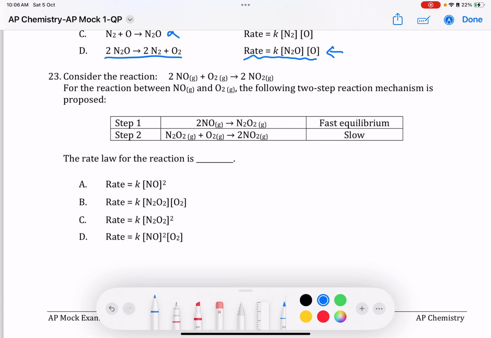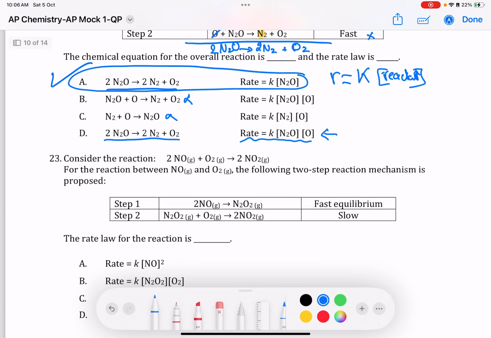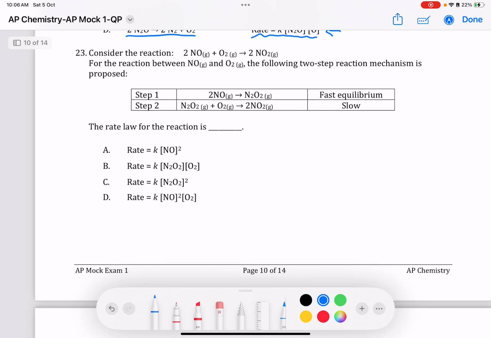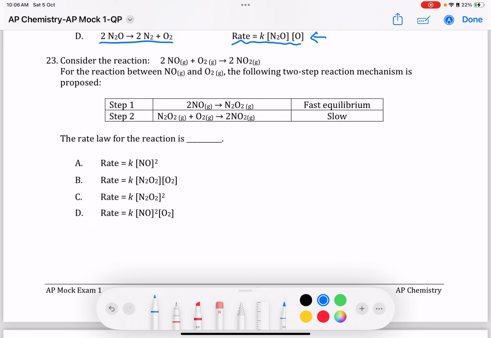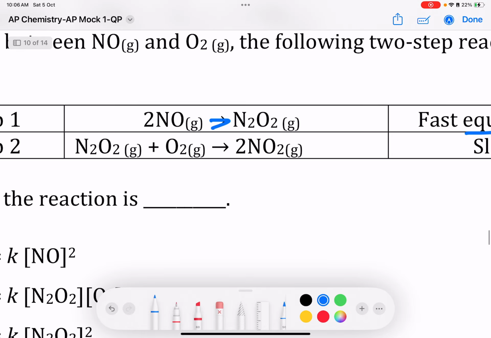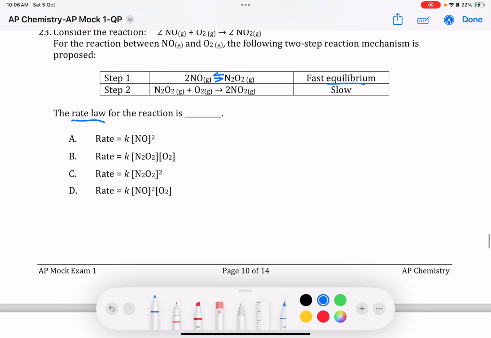Now again, okay, I guess this is the same question, right? No. Okay, consider the following reaction. Okay, we need to find the rate law. This is an equilibrium, and this is the rate determining step.